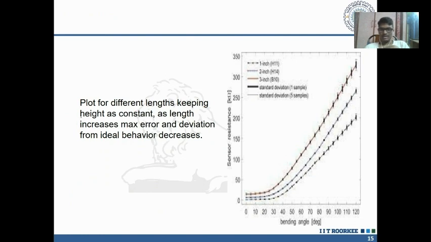And here we are keeping the height constant, and for different lengths we are plotting the sensor resistance and bending angle. As the length increases, the curves merge at the highest angle. As length increases, their error also decreases. The ideal will be around this way. They tend towards the ideal nature as the length increases.